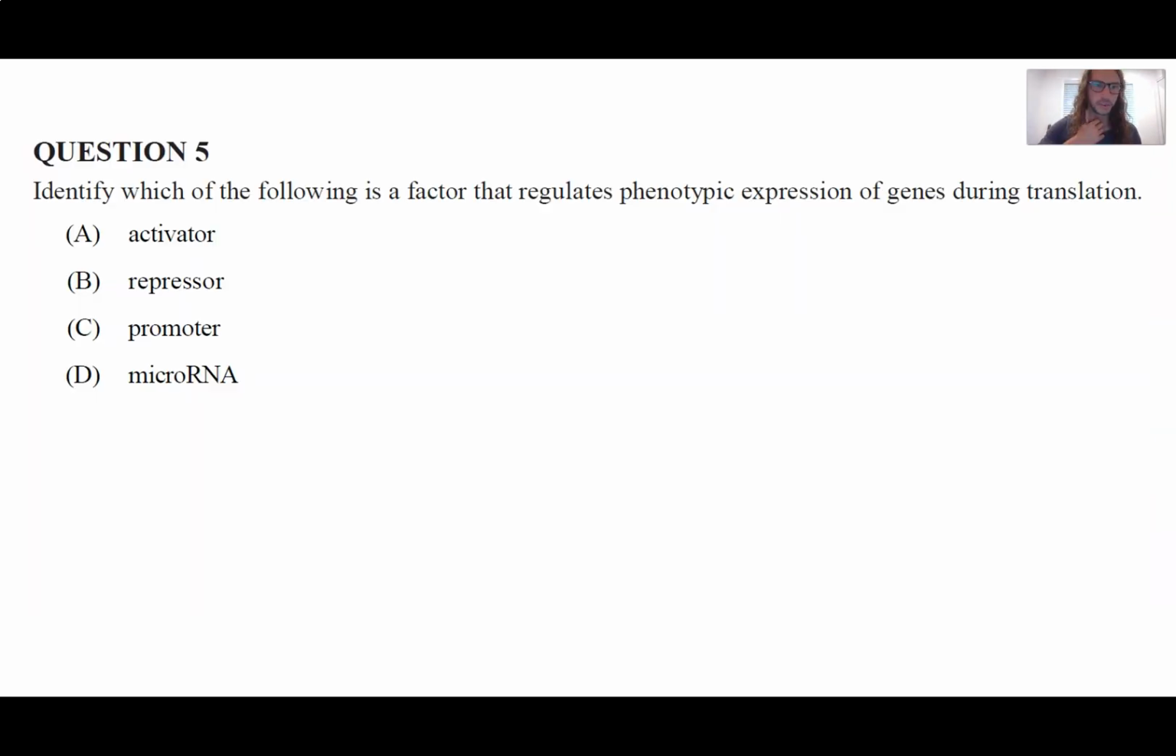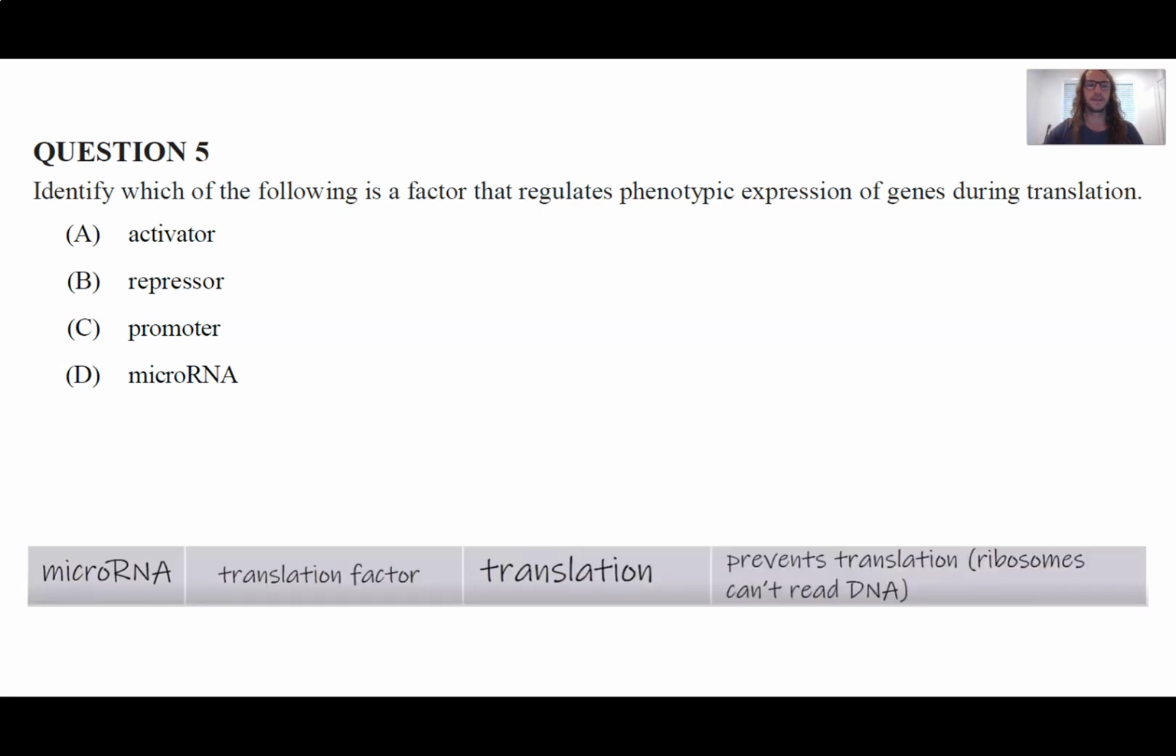Okay, a couple of questions quickly. Identify which of the following is a factor that regulates phenotypic expression of genes during translation. That's the kind of question that you might be asked. This is from QCAA. So pause the video, give it a shot, then we'll talk through it. Okay. Well, we know that the repressor and the promoter are parts of the operon. We haven't talked about the activator. We have spoken about microRNA, and that is a translation factor. It prevents translation. So the answer is D.